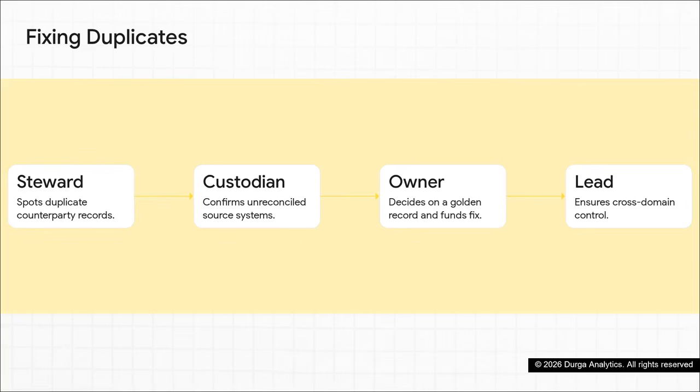Finally, Step 4. The governance lead steps back, looks at the big picture, and ensures this new control mechanism is applied across all data domains, not just this one isolated incident. Boom. Everyone did their exact, specific job.